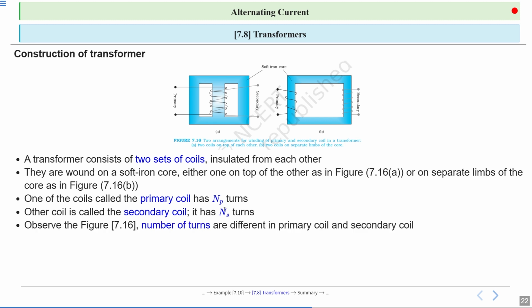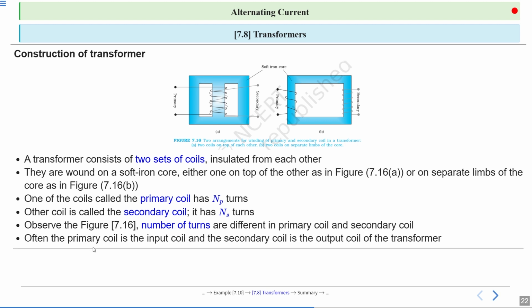Subscript P is used for the primary coil. Subscript S is used for the secondary coil. Observe figure 7.16. The number of turns is different in the primary and secondary coils. Often the primary coil is the input coil and the secondary coil is the output coil of the transformer. So we give input on the primary coil, and output is received at the ends of the secondary coil.